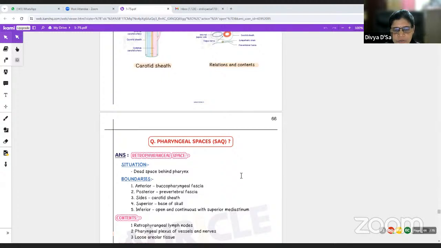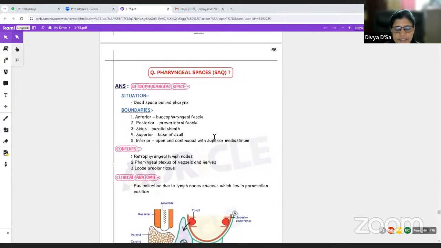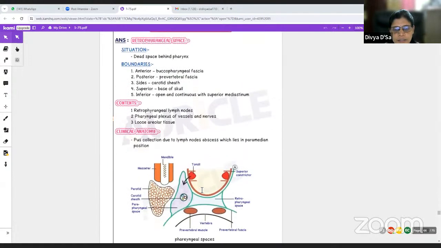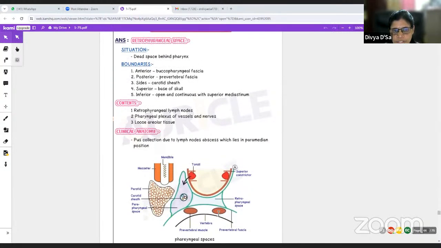So pharyngeal spaces. Here, the retropharyngeal space. This is important again. It is asked as a short answer question. The retropharyngeal space, as the name says, is the space behind the pharynx. It is a dead space behind the pharynx. Boundaries: anteriorly there will be the buccopharyngeal fascia, and posteriorly the prevertebral fascia.